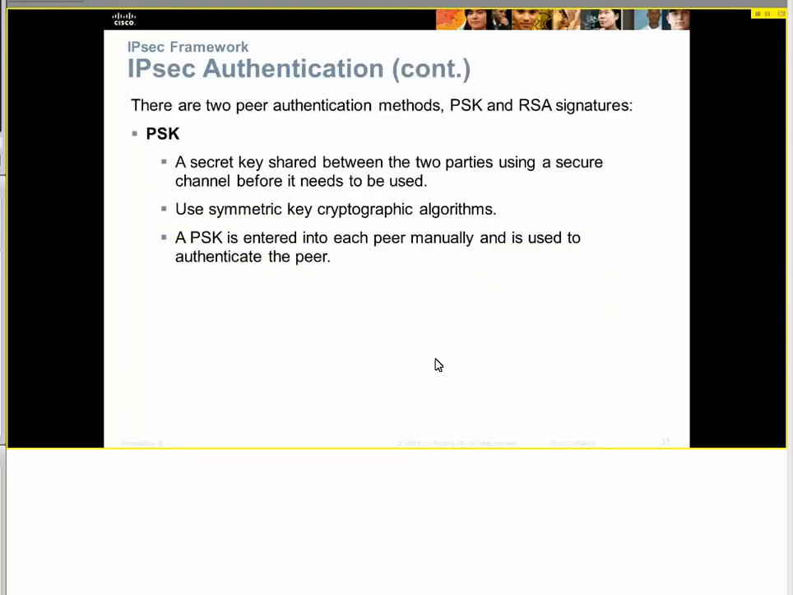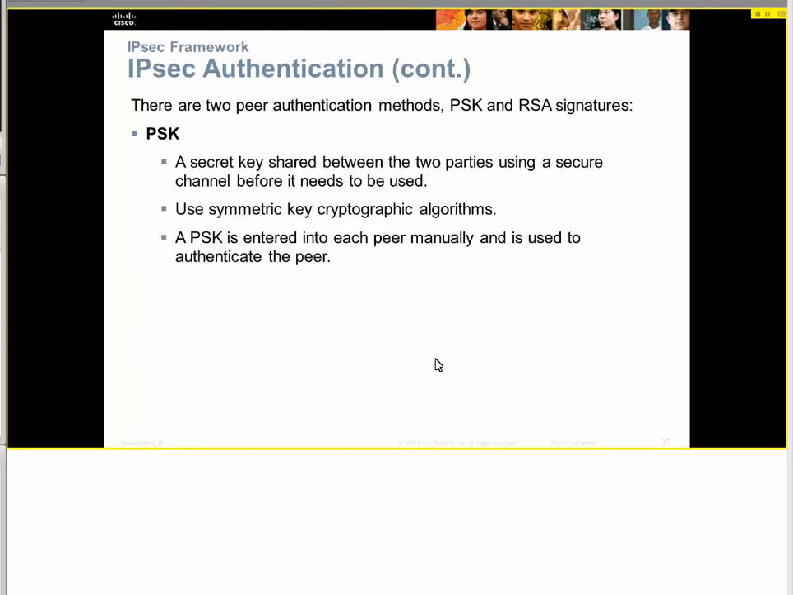There are two ways to authenticate. The first way is with a pre-shared key. Now, this is a key that is different. This is not the same key we use for encryption and decryption. This pre-shared key is more like a password.